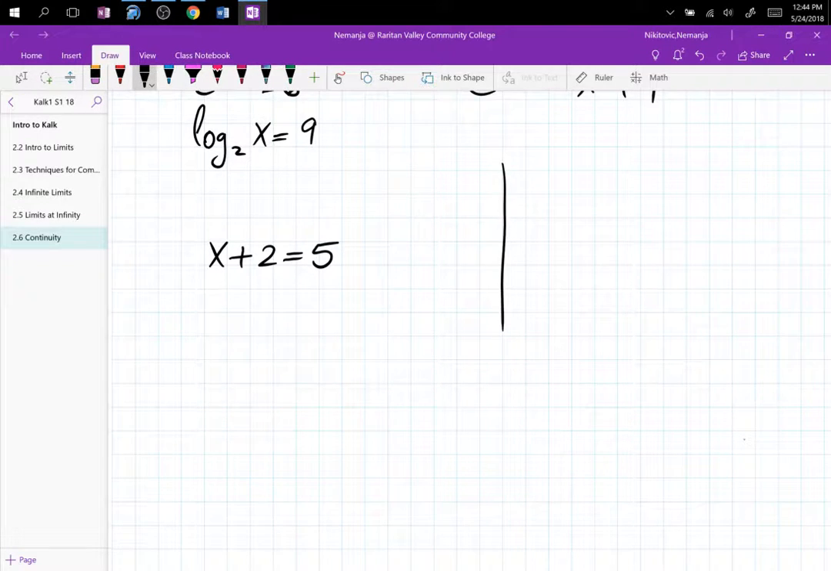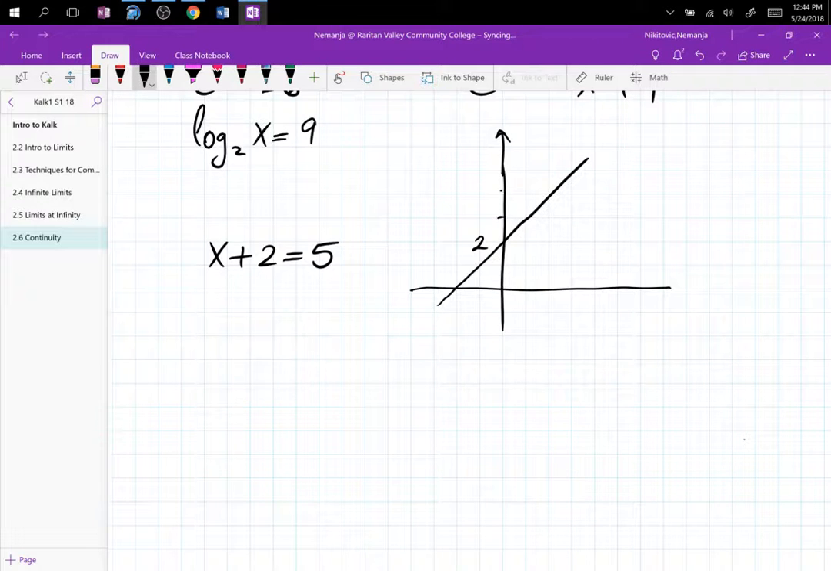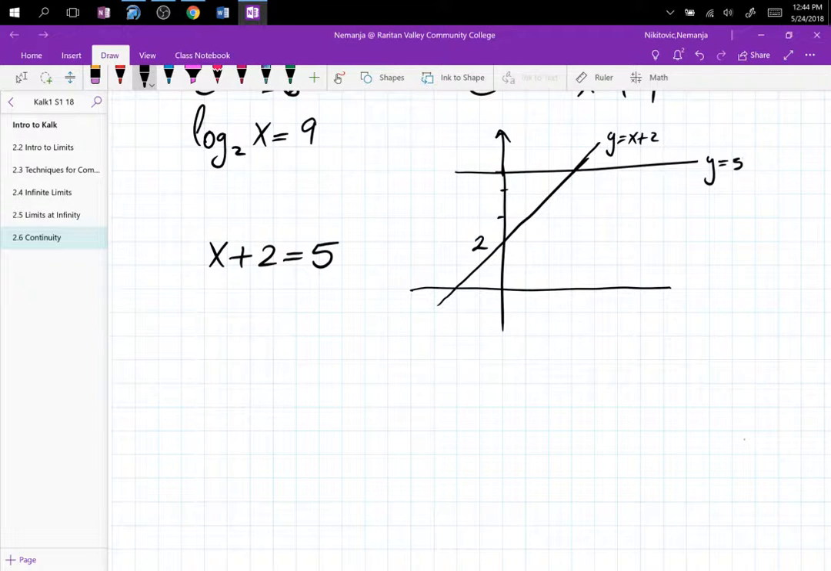So if I graph x plus 2, I'm getting a 45-degree line through 2. And then I graph a constant line. So this one is y equals x plus 2, and this one is y equals 5. They intersect at this point. At that point, x is 3. X equals 3.